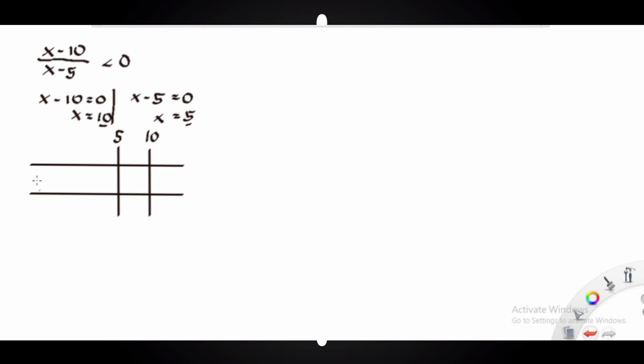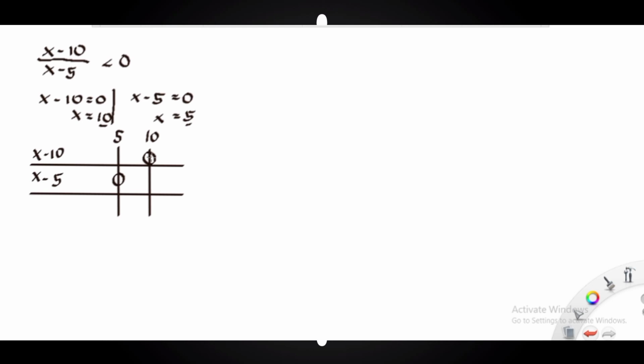At dito naman sa kaliwang side ay isusulat natin yung mga factors natin na x minus 10 and x minus 5. Now, alin sa dalawang ito natin dapat isubstitute ang 5 to get 0? And that is in x minus 5 because 5 minus 5 is 0. So, we are going to write here a 0. And of course, si 10 ay sa x minus 10. Magiging 0 ang expression na ito pag nilagay natin ng 10 sa x nito. So, we're going to write 0 here.